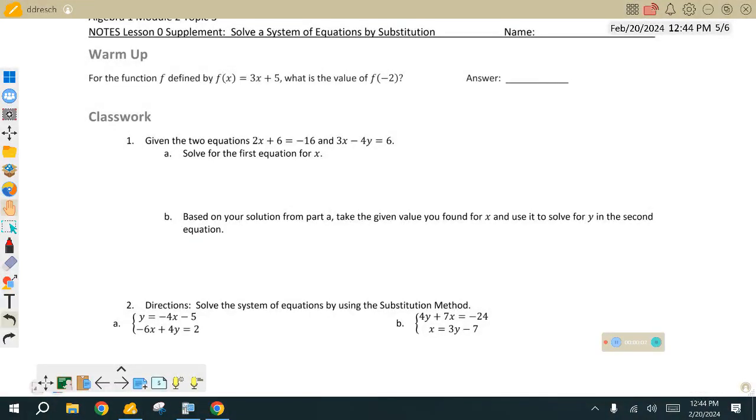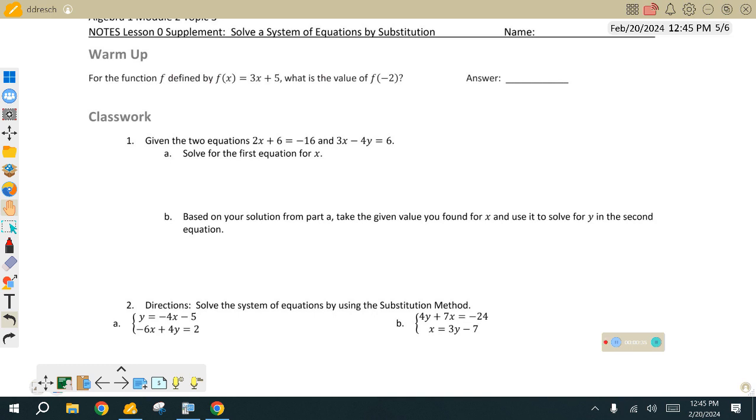One of the questions I guarantee is going to be on the PSAT in April for you is the warm-up question. We've seen this a ton back in your first semester, kind of falling off the side a little bit here getting to the second semester. It's going to fall right into what we're doing right now. Remember, with our warm-up here, for the function f of x equals 3x plus 5, what is the value of f of negative 2?